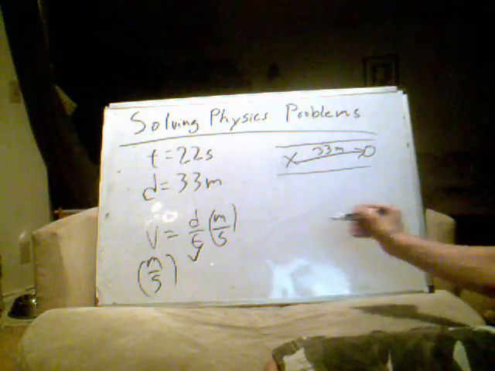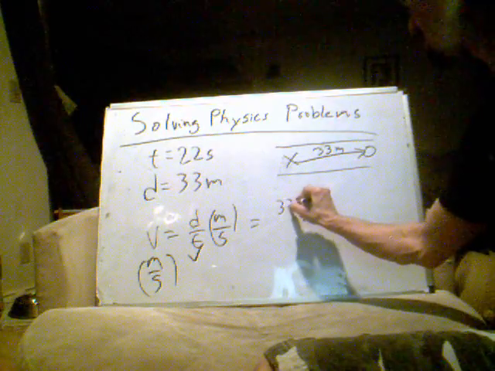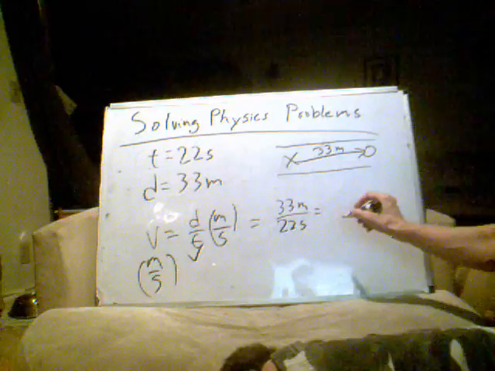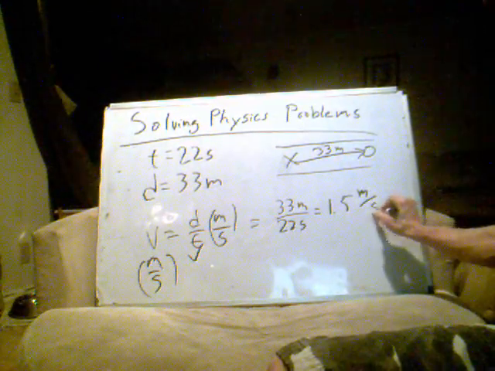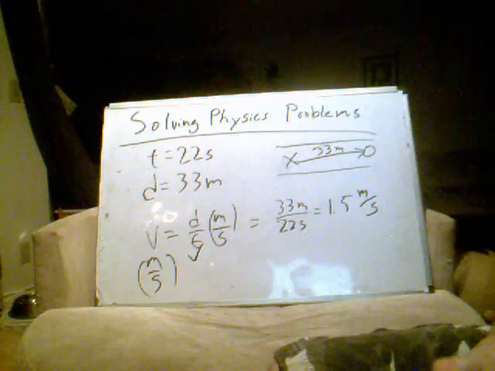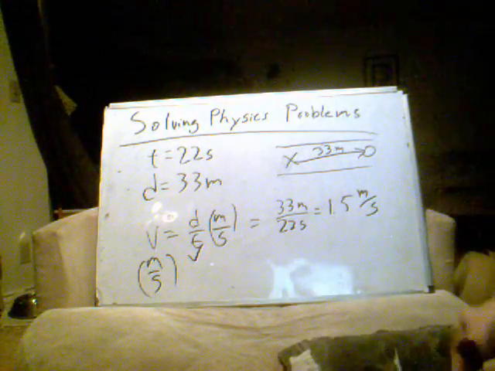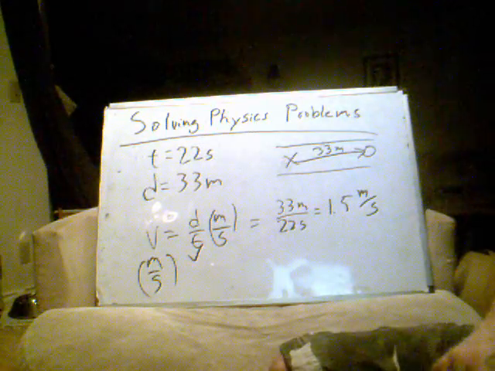Okay, finally we want to plug in the numbers. Our velocity is distance over time. The distance is 33 meters. The time is 22 seconds. 33 divided by 22 is 1.5 meters per second. Note that the answer has 2 significant figures, just like both of our principal pieces of information.